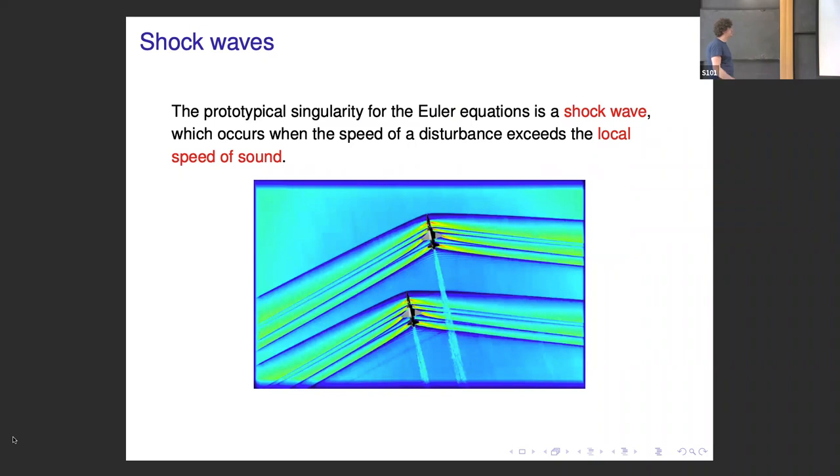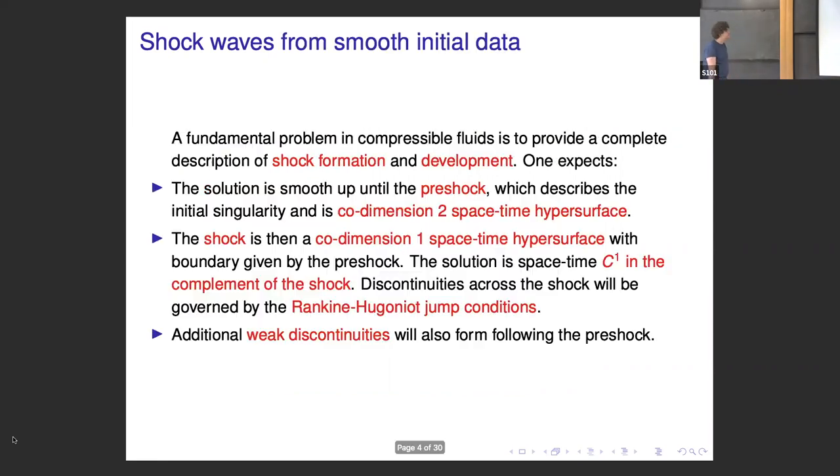So I'll be interested in describing shockwaves. This is some sort of jet, and here you have these shockwaves forming. A shockwave forms when the speed of disturbance exceeds the local speed of sound. Now, a fundamental problem in compressible fluids is to provide a complete description of both the formation of a shock and its development. Can you say what the shock is again? Is it a discontinuity? Yes.